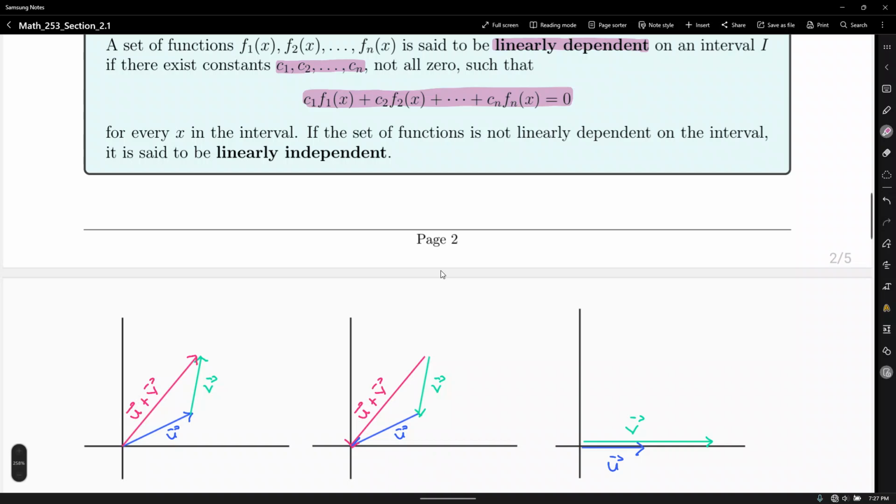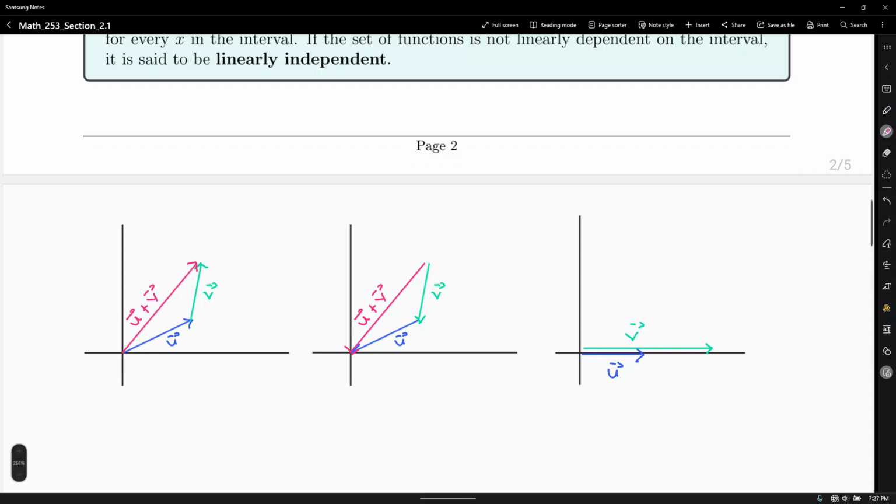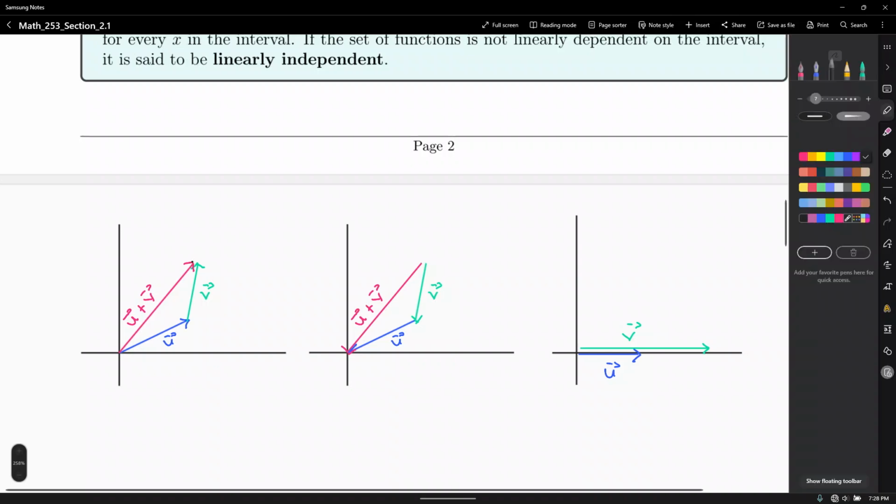But to give you the bigger picture, let's consider these three situations. Vector u plus vector v produces the resultant vector u plus v, and if you look at the tip, or the head, of the vector, it has coordinates that are non-zero. So when we have two vectors that produce a non-zero vector, this set of vectors is said to be linearly independent.